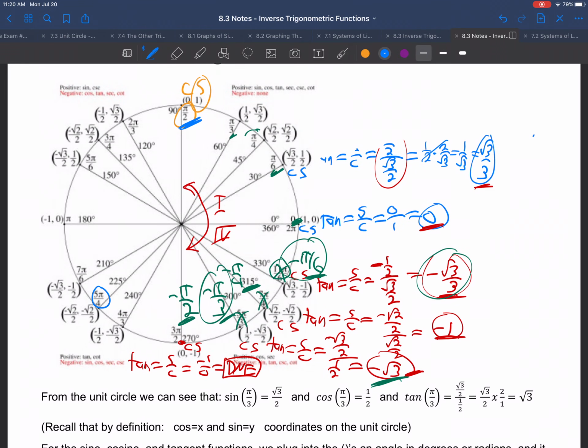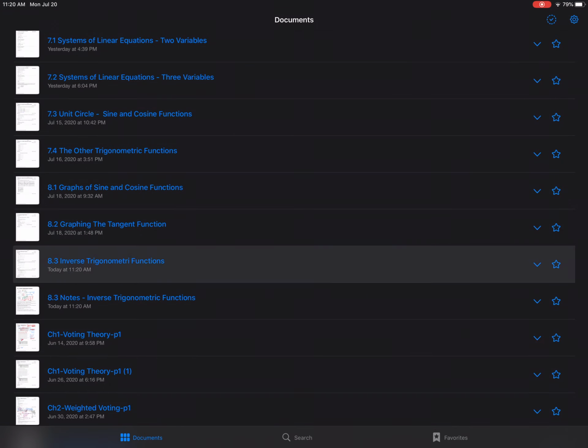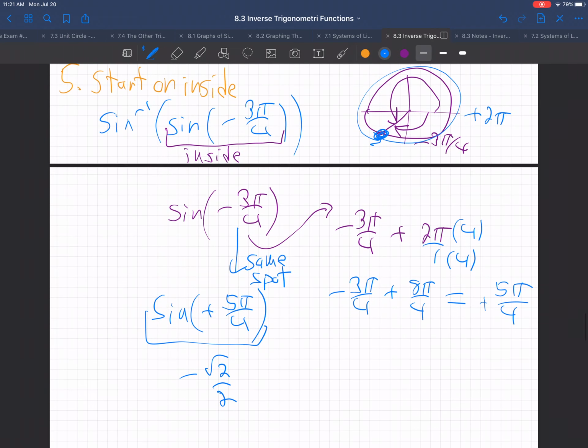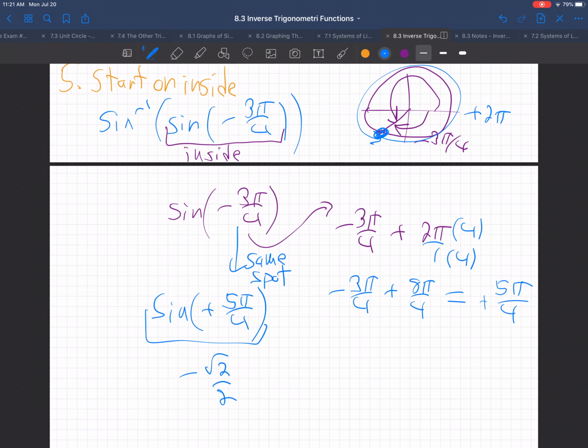There it is. This is the cosine and the sine. We're doing the sine. Sine of 5 pi over 4 is negative root 2 over 2. So let's go back there. So this is negative root 2 over 2. That's the sine of 5 pi over 4. Now, that's the inside. All of that's the inside. Let's now bring down this outside piece.